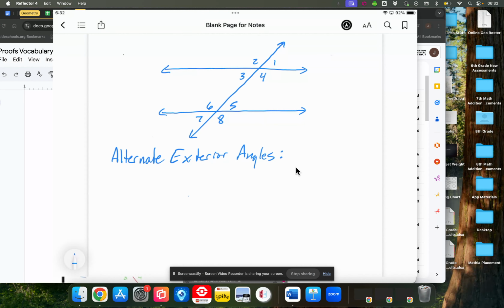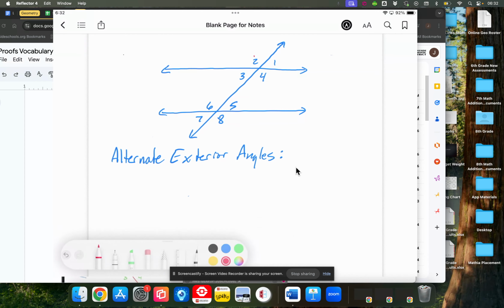Okay, alternate exterior angles. What we have in the case of alternate exterior angles, alternate means the opposite side. So the opposite side of the figure or parallel lines and the opposite side of the transversal.